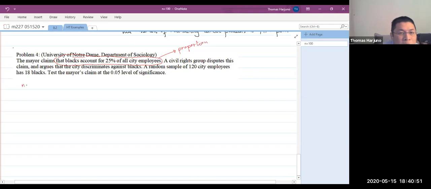So let's see, the sample size is 120. The number of blacks among that sample is 18. So later on, you will see that the p hat is 18 over 120, I think that's 15%. And the significance level is 0.05. Then if the sample proportion is 15%, is it something close enough to what the mayor claimed, which is 25%?